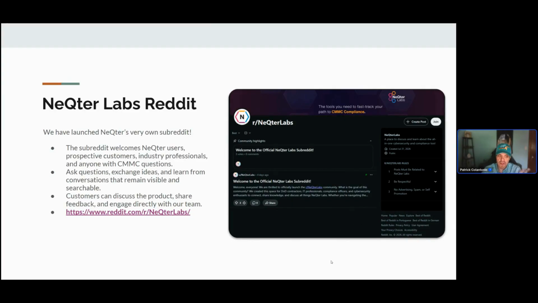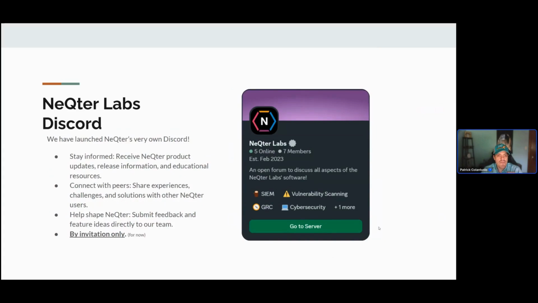So this one's public. The next one I'm going to mention is a little bit more private. It's going to be the NeQter Labs Discord. Not everyone's on Discord, we know that. So we're not looking to have it be a cloaked secret society type affair, with secret menu items that are only for the people who use Discord. No, we just want this to be another avenue for discussion.